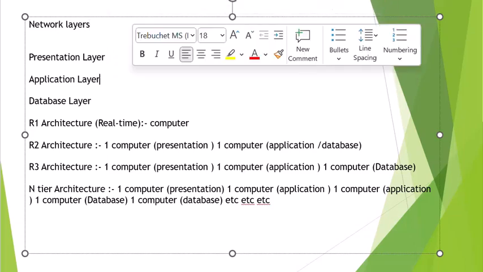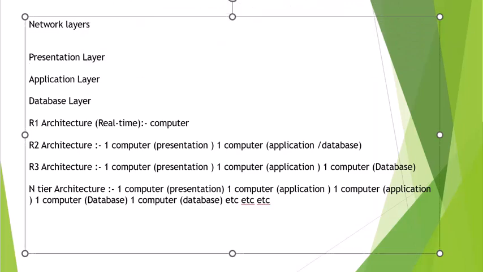So one is presentation layer, application layer, and then database layer. For the presentation layer, you are using a different computer. For the application layer, you're using one computer. For the database layer, you're using one computer. So you are dividing into three parts: presentation layer, application layer, database layer.